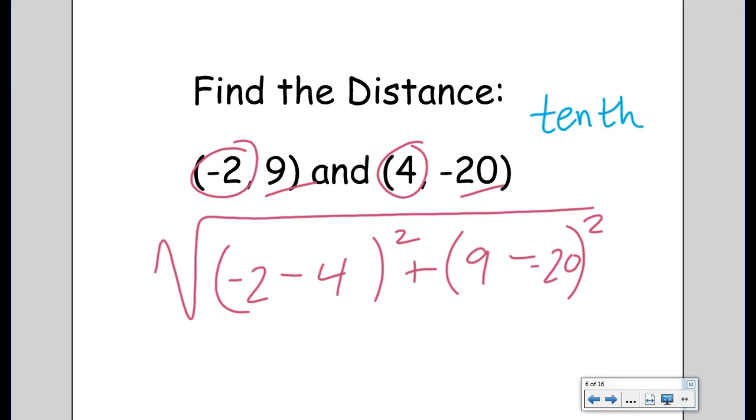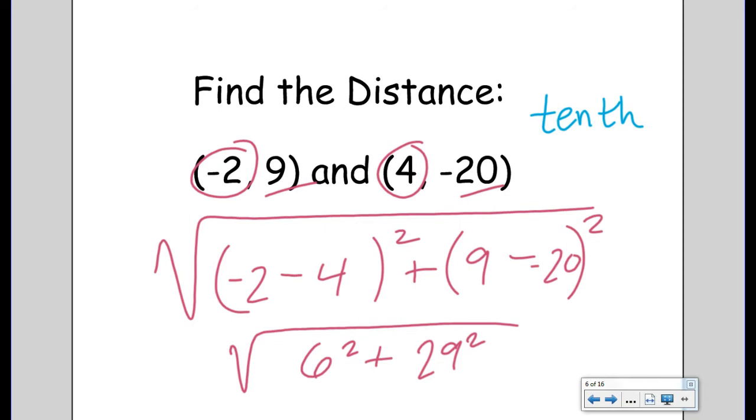If you want to go straight to the calculator, you can go straight to the calculator. If you want to reduce it first, you can reduce it first. Let's reduce it in one step, okay? What is -2 minus 4? It's -6. We don't want any negatives, so I'm just going to put 6. What's 9 minus -20? That's 9 plus 20. 29. Everyone go to your calculator and do the square root of 6 squared plus 29 squared. And then write it down and show me on your whiteboard.